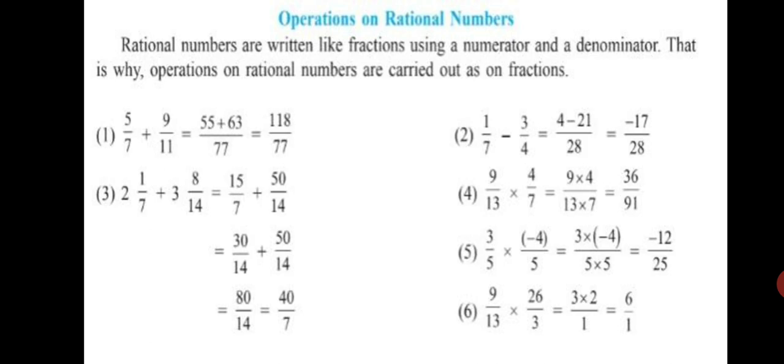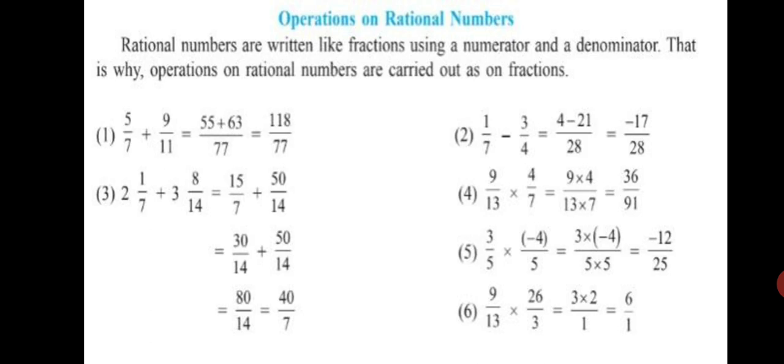Fifth example, 3 upon 5 into minus 4 upon 5. Now your minuses come. So what rules do we follow? Same as multiplication. Plus into minus, the answer will be minus. And 4 threes are 12, 5 fives are 25. Minus 12 upon 25 is your final answer. So it's very simple. It's something that you already know.